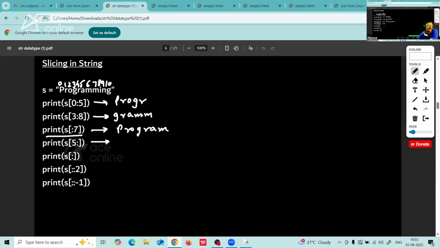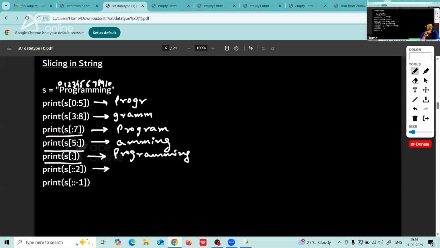Okay, what about this? Print S 5 colon. Obviously, 5 has to be start, but you're not given stop. So you want to start slicing from the fifth index. You're not given stop, and the increment is plus one, which means from 5 you will only go next, next, next. So the stop has to be the end of the string. From 5, that is A, M, M, I, N, G. I know you're answering in chat. And this we already saw: no start, no stop, but increment is plus one, so the entire string is printed, programming.